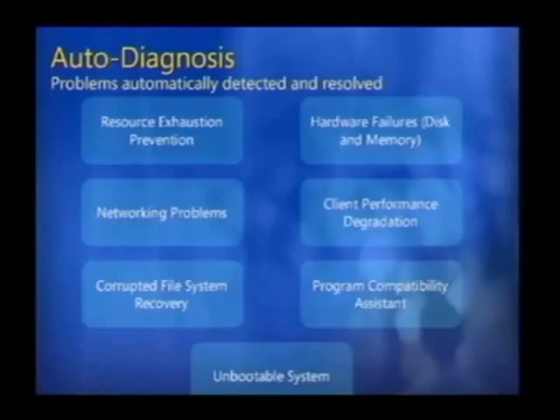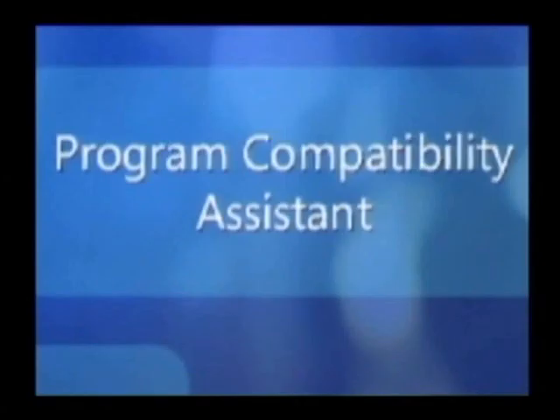We also have detection against corrupted files. This works against corrupted system files, and in these cases we detect it automatically, and we can replace the corrupted file from a cache. We also have the Program Compatibility Assistant, and this works both when you're installing an application and when the application is running. It looks for common or known compatibility problems, and at that point a wizard comes up and walks the user through a series of steps that can get the application to work.